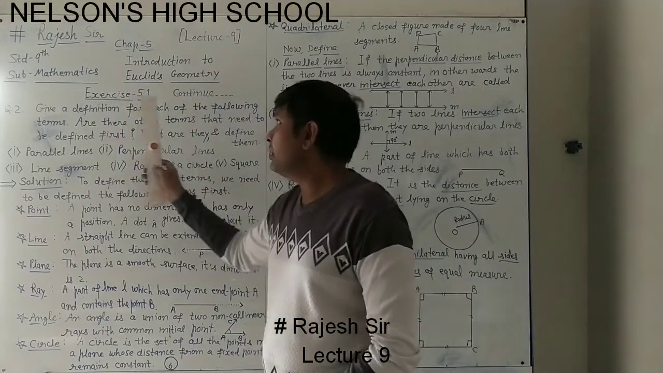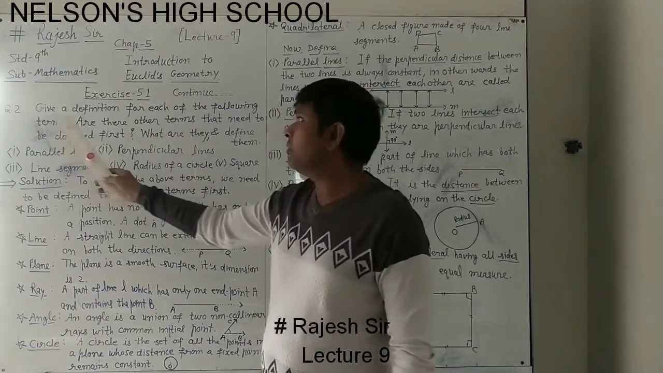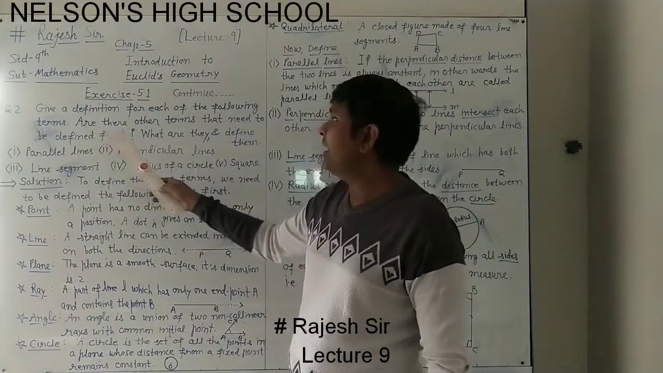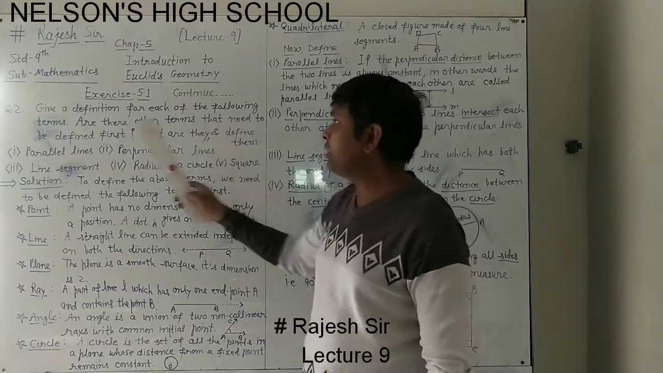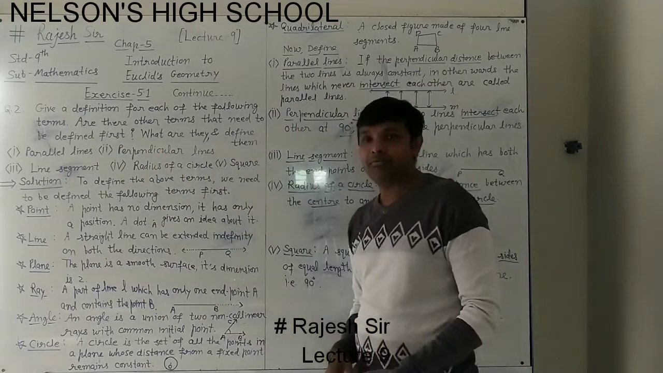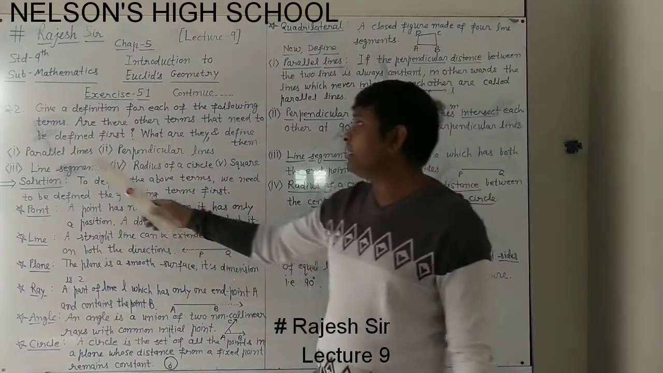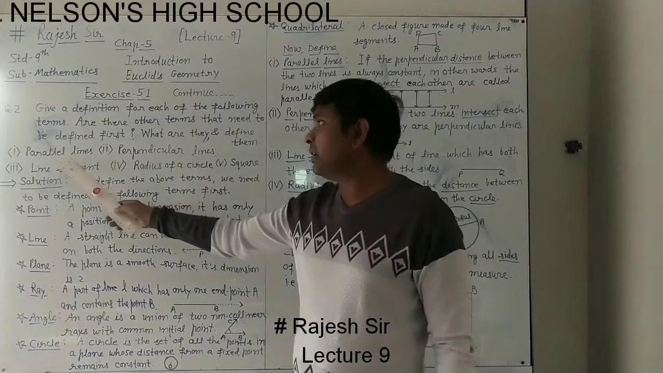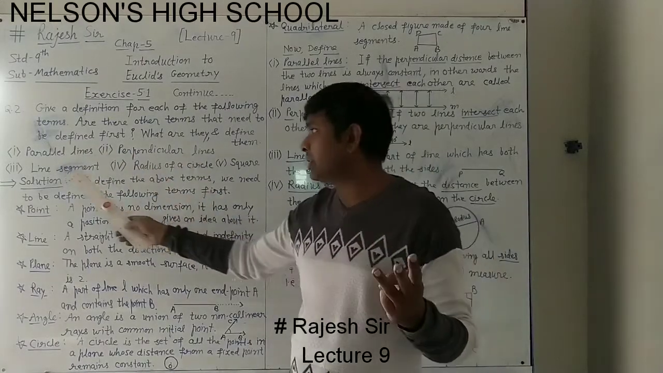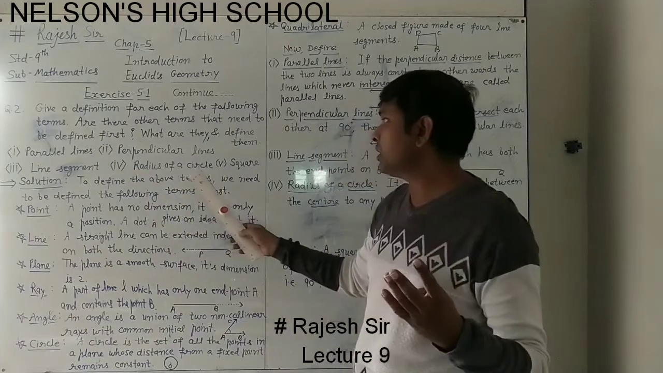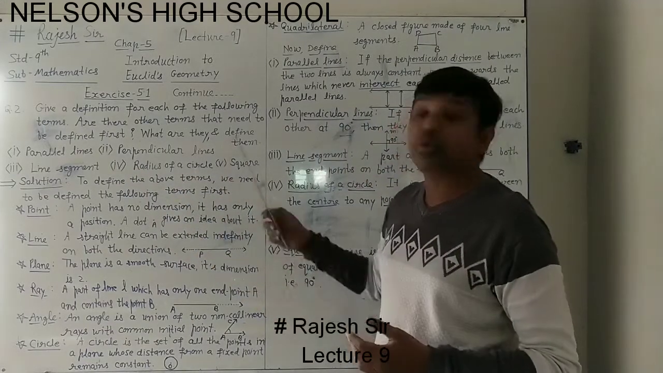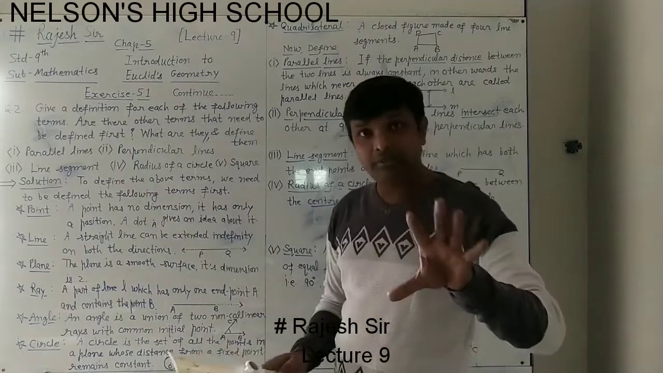Continue Exercise 5.1 Question number 2. Give a definition for each of the following terms. Are there other terms that need to be defined first? What are they, and define them. So 5 terms are given in your question: first parallel lines, second perpendicular lines, third line segment, fourth radius of a circle, and fifth square. So the question is to define these 5 terms.